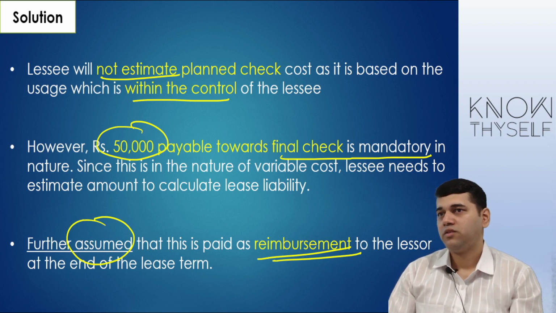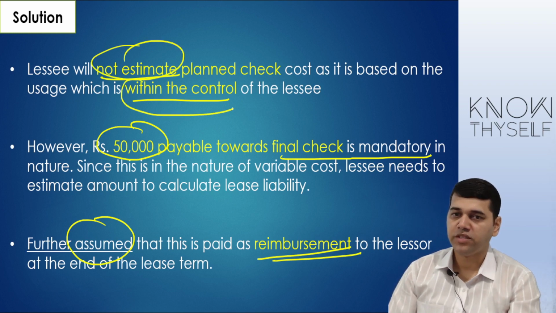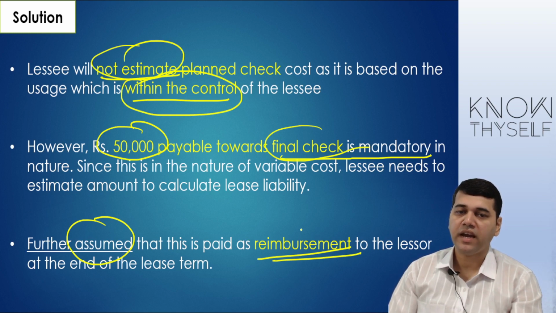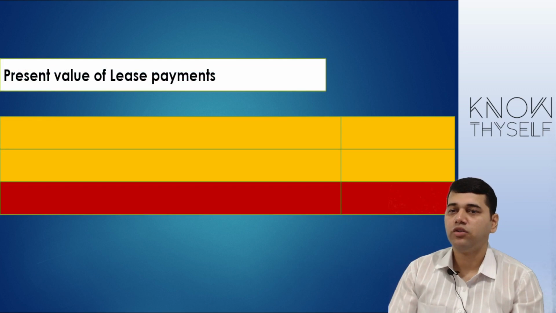Clear? Noted? Only 3 points: no estimation of variable which is within the control; 50,000 final check mandatory; and assumed to be reimbursed. Okay, so next we will proceed with the calculation.